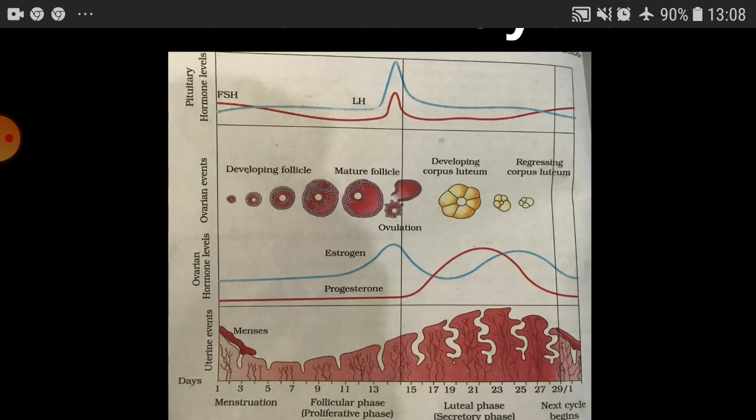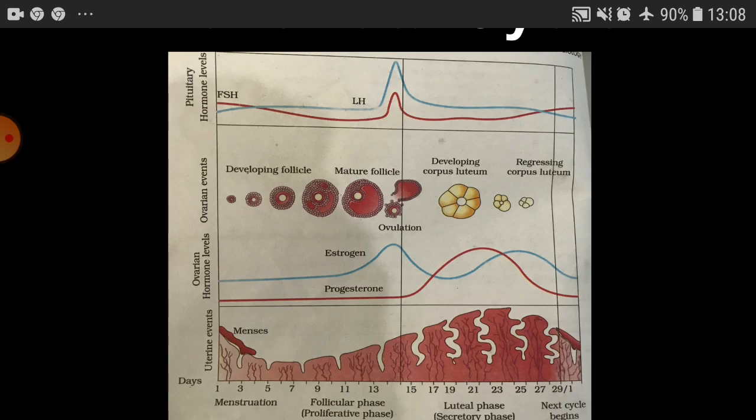Now the ovum or the female gamete: its formation in females is a cyclic activity that takes about 28 or 29 days and involves changes in the structure and function of the entire reproductive system. This is what is known as the menstrual cycle. The menstrual cycle occurs only in primates like monkeys, apes, and human beings.